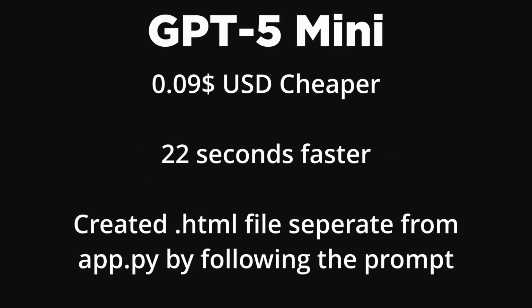GPT-5 Mini was 9 cents cheaper, 22 seconds faster, and created the file separately for the HTML from the app.py that we had requested in the prompt. Sonnet 4 seems to have ignored that we wanted to keep those two files separate, and it has also added in some style choices to the web page that we also did not ask for. We didn't give it a style guide or anything to follow.